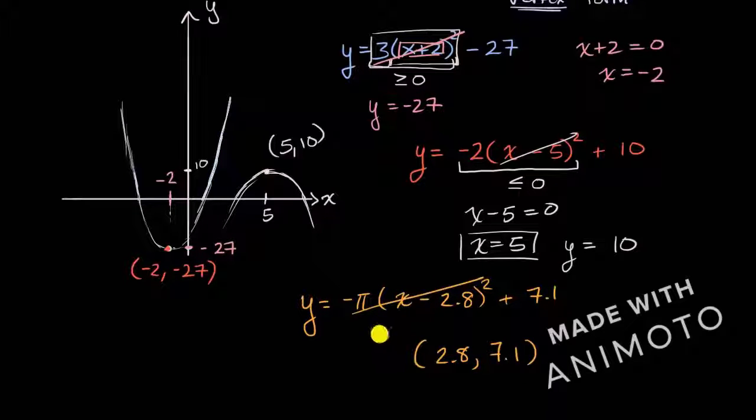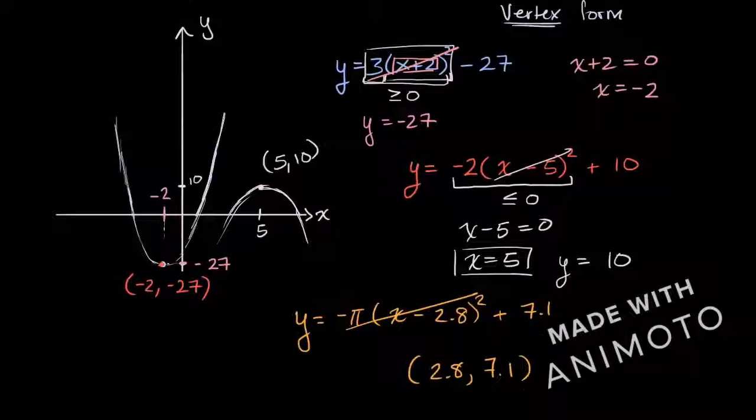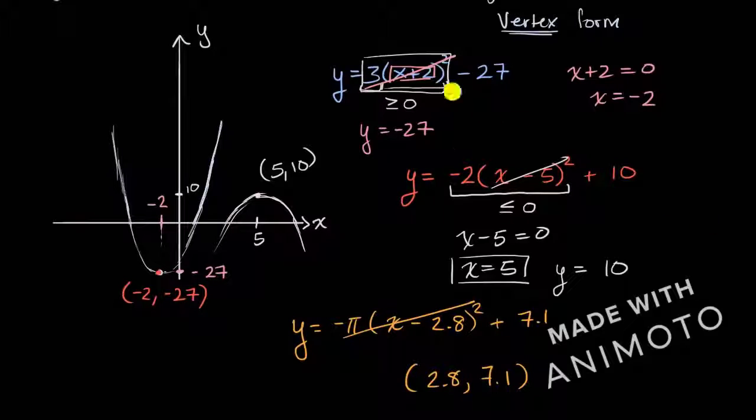So now you hopefully appreciate why this is called vertex form. It's quite straightforward to pick out the vertex when you have something written in this way.